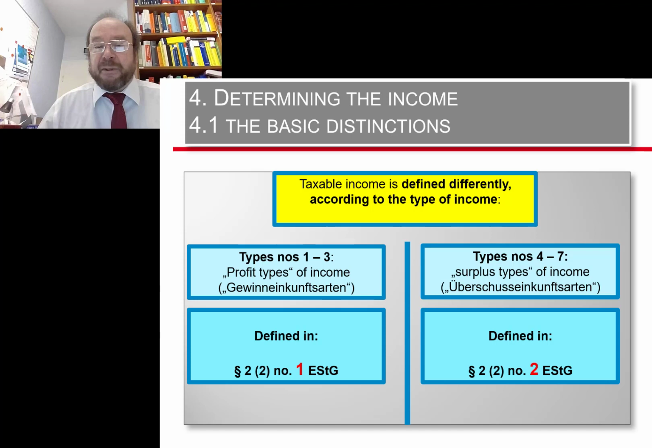Basically, that's the point. And now also the income was defined differently, because in the profit types of income, the first 3 types, you have to determine the profit, that was current income plus income from sales, and in numbers 4 to 7, the surplus types, you had to calculate the surplus of revenue over income related expense. And when you look for the legal sources, you can find that in paragraph 2, section 2, number 1, or respectively number 2 of the ESDG.